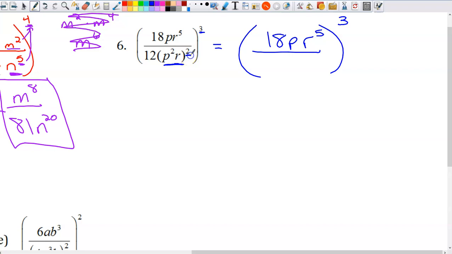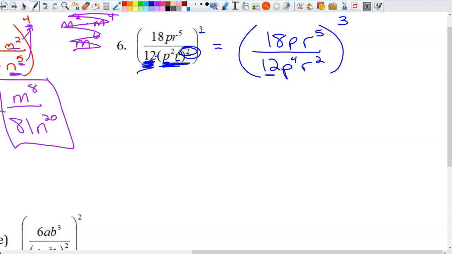That squared does not apply to this 12 because the 12 is not in the parentheses. So that squared only applies to the r and the p squared. So I'm going to let the 12 chill. P squared, raised to the second, exponent to exponent, multiply. R to the first, raised to the second, 2 times 1 is 2. So we end up with r squared down there. Where'd the parentheses go? Well, it's still 12 times whatever this is. No different. I didn't need them after I got rid of this square.